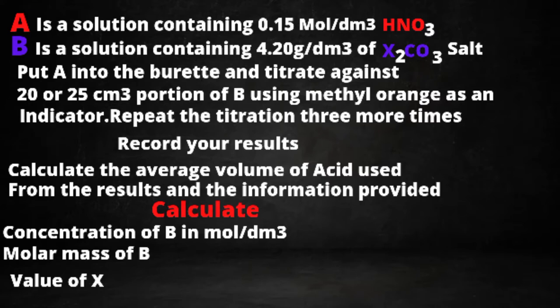A is a solution containing 0.15 mole per dm cube trioxonitrate(V) acid. B is a solution containing 4.20 gram per dm cube of X2CO3 salt. Put A into the burette and titrate against 20 cm3 or 25 cm3 portion of B using methyl orange as an indicator. Repeat the titration 3 more times and record your results in the table below.